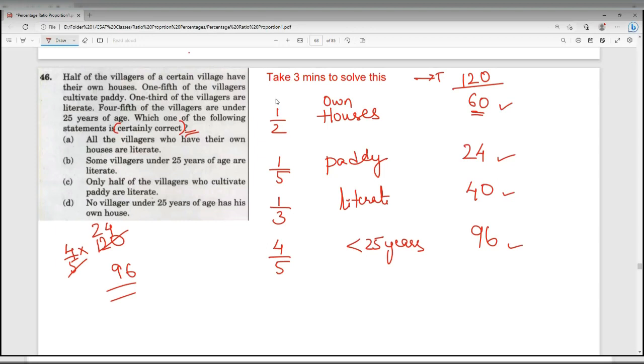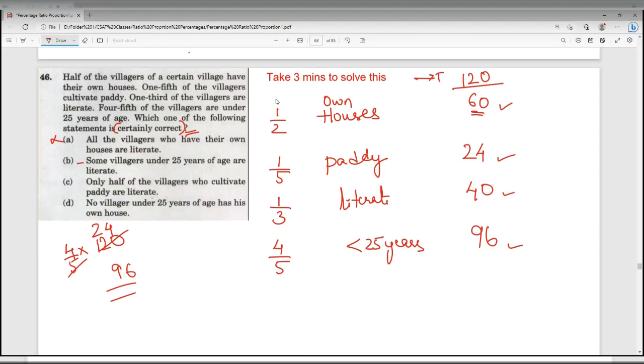So the first option is wrong, because the number of people who own a house is more than the number of people who are literate. So not all the villagers who have their own houses are literate, because there will be some people left out. Then the second option: some villagers under 25 years of age are literate. They're saying some.